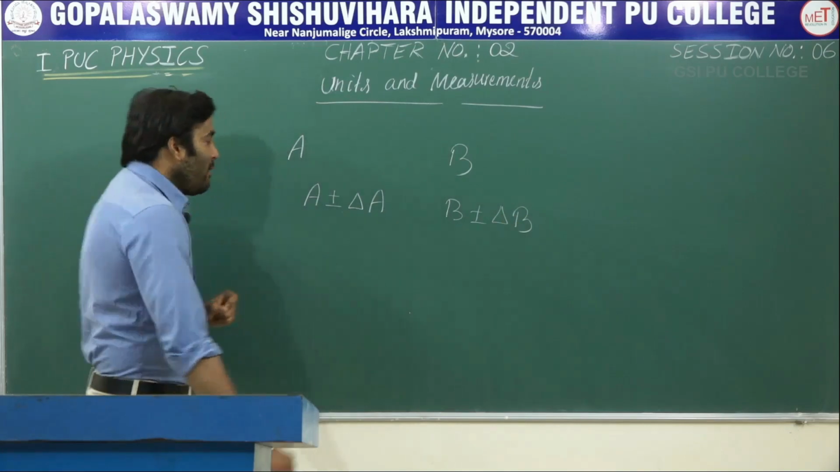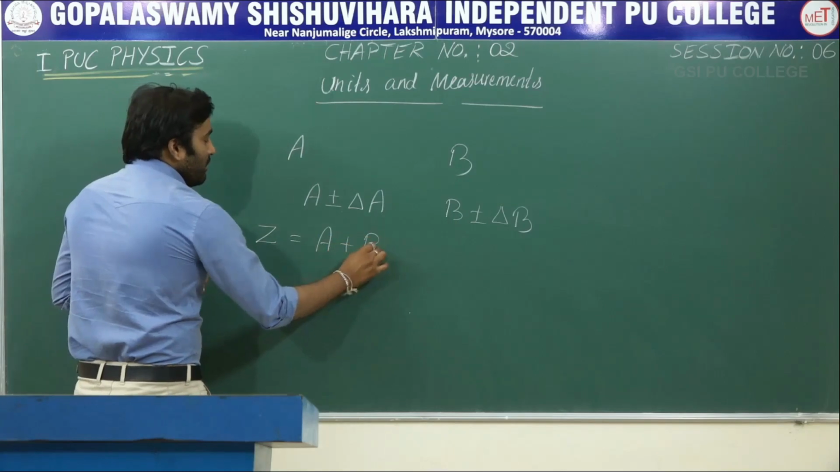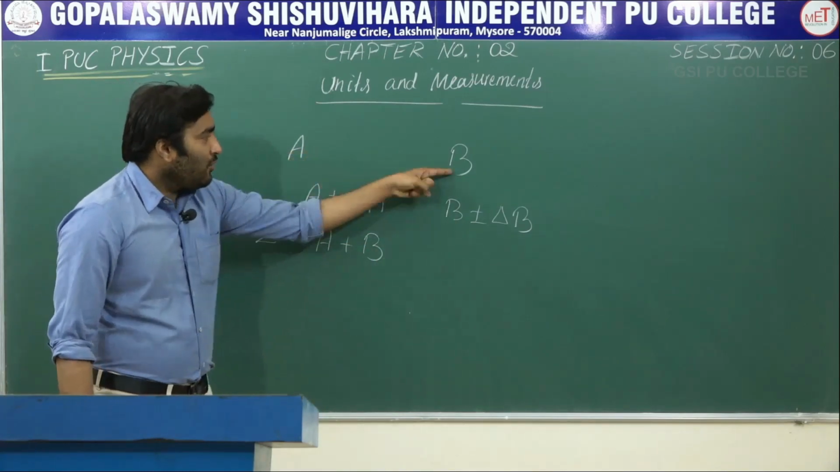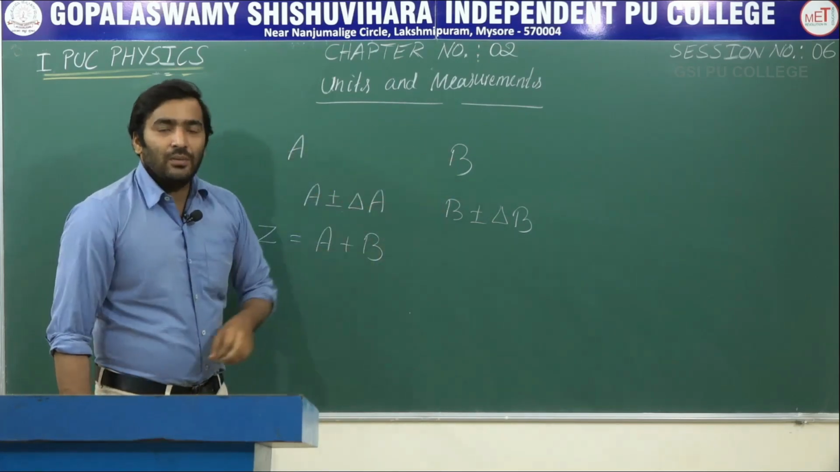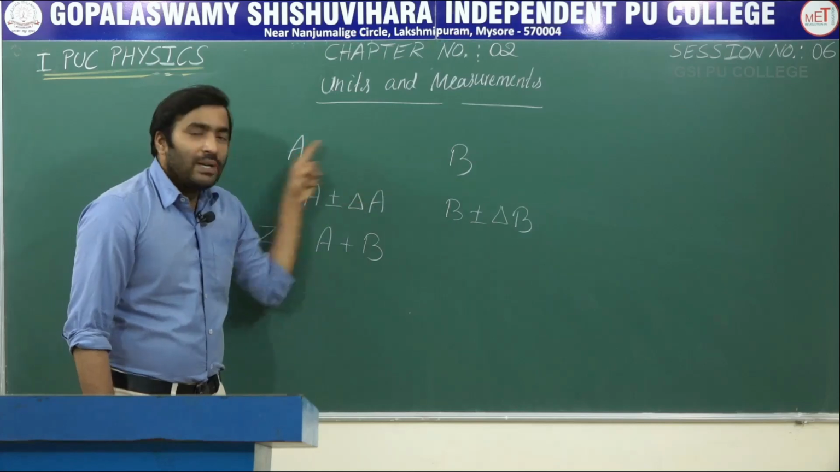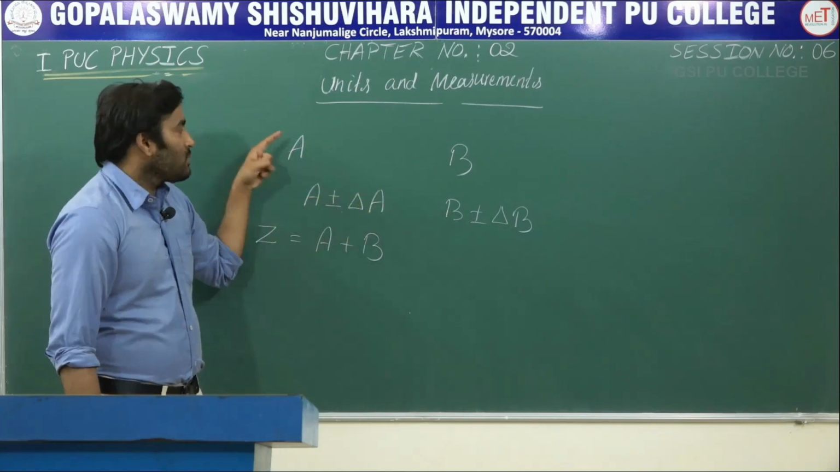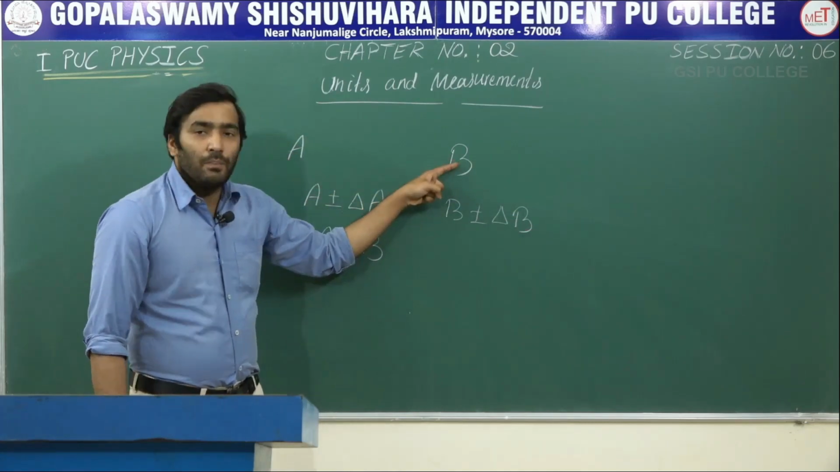Suppose I have an equation like this, Z is equal to A plus B. So we have an equation as the sum of these two quantities. This quantity and this quantity are measured. If we do the measurement of these quantities, there is some error of delta A with respect to A and there is an error of delta B with respect to B.